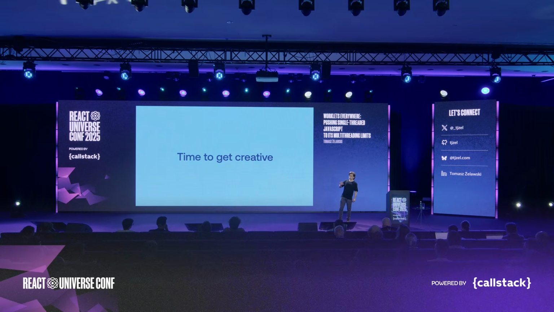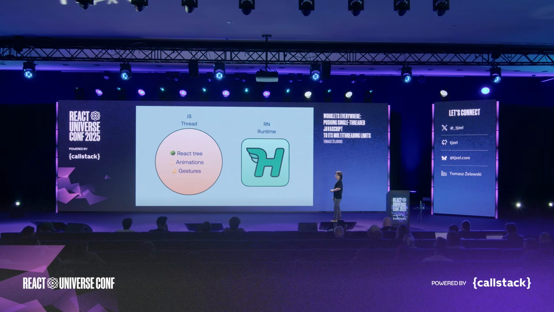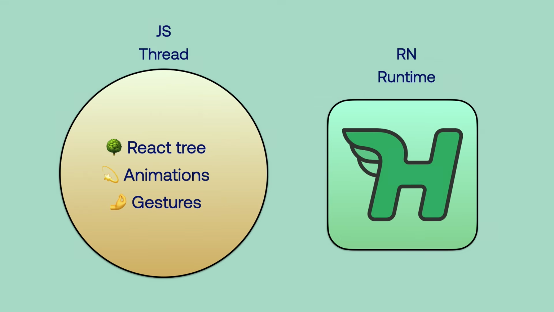And let's start small. Let's not do all of the tasks at once. Let's start with priority tasks. And what are the priority tasks in your app if you think of multithreading? Well, these are the tasks that have direct interaction with the user interface. So animations and gestures, and obviously the React tree, but the React tree has to stay on the JS thread. If we were to move the React tree to another thread, then basically we are making Lynx v2, I guess.